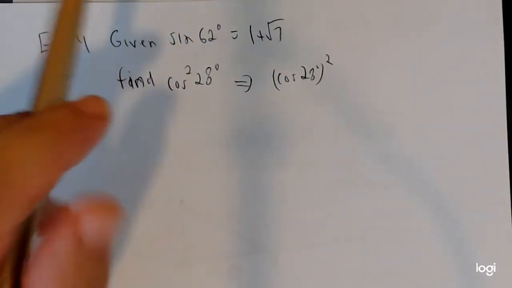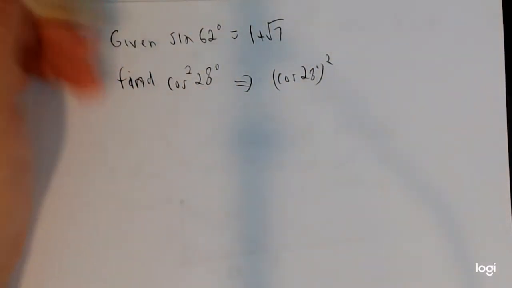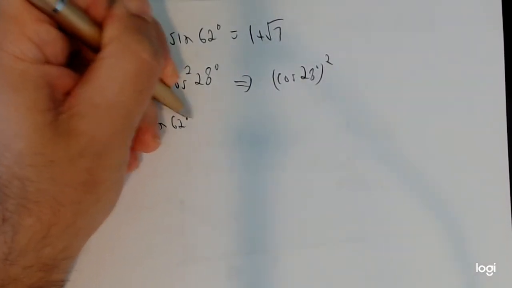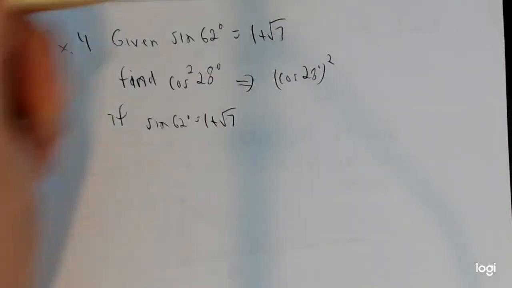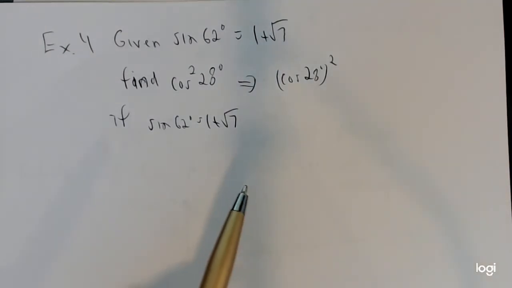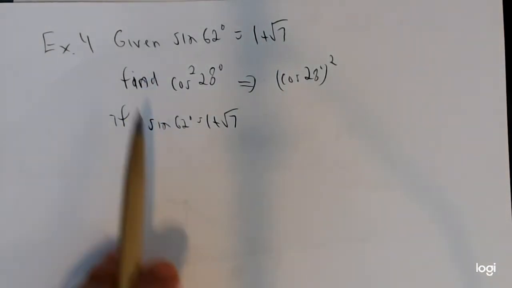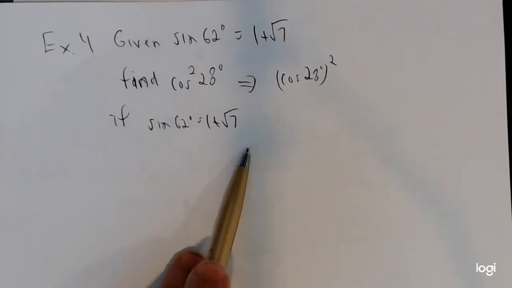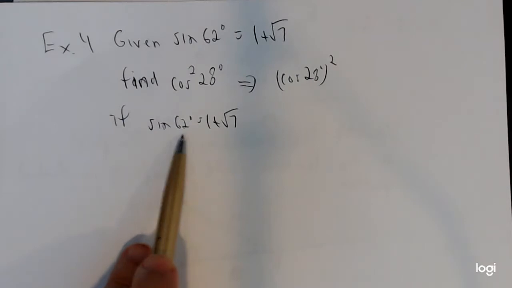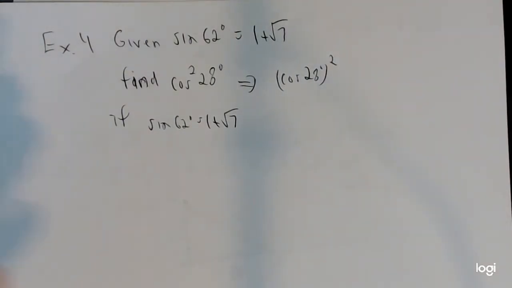So let's think of it this way. Notice how if we start off with the following. If sine of 62 degrees equals 1 plus rad 7, now here's what I want to do. I somehow want to go from sine to cosine, don't I? Now the good news is we just talked about, hey, sine can be written in terms of cosine, and they'll be equal as long as the angles add up to 90 degrees, because sine and cosine are cofunctions.